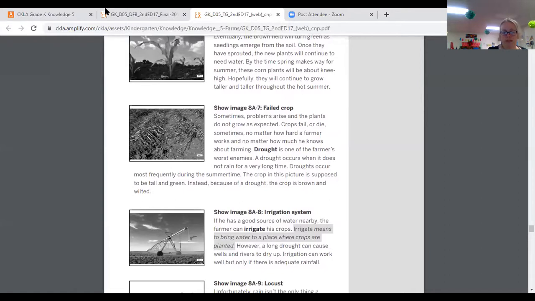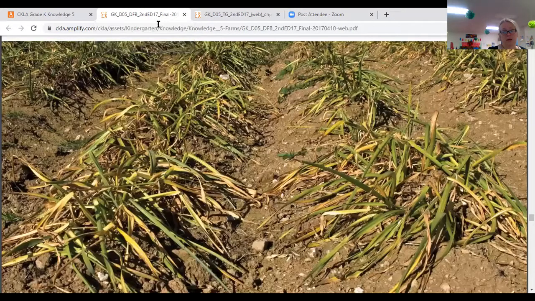Sometimes problems arise and plants do not grow as expected. Crops fail or die. Sometimes, no matter how hard a farmer works or how hard he tries or knows about farming, something can happen where they fail. Drought is one of the farmer's worst enemies. A drought occurs when there's no rain for a very long time. Droughts occur most frequently during the summer, so we've moved to our summertime. The crop in this picture is supposed to be tall and green, but instead it's brown because of the drought.